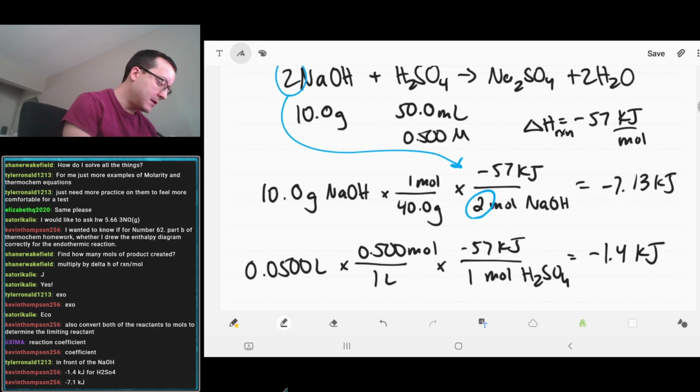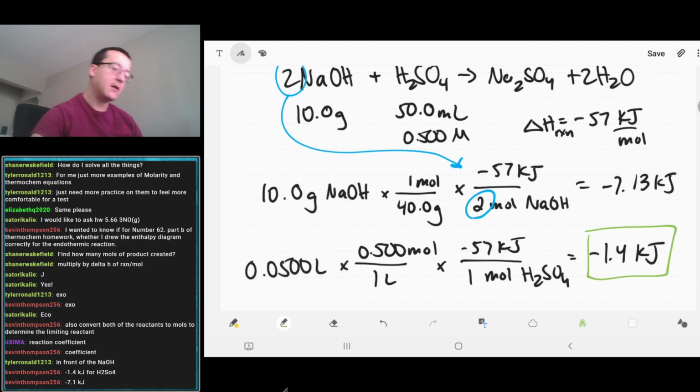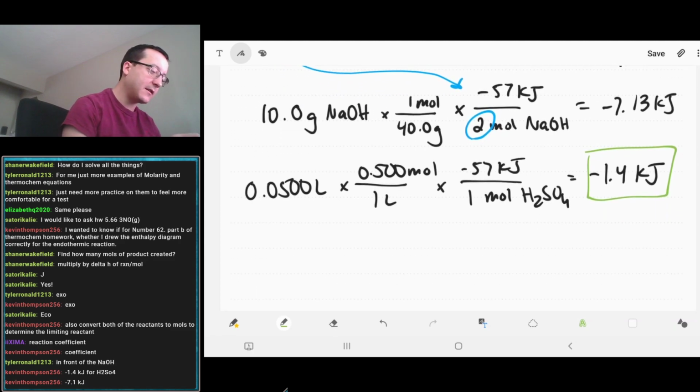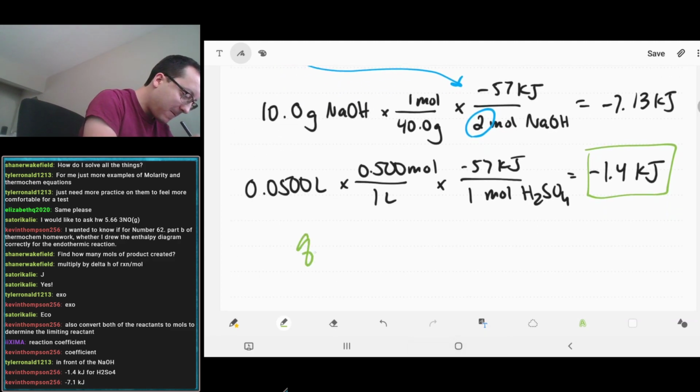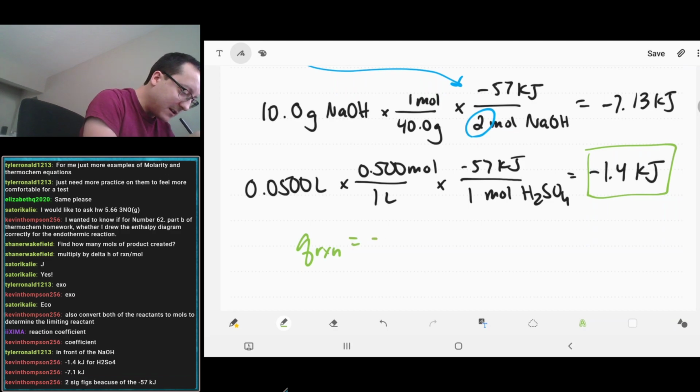Okay, so we're going to choose this one, of course. Always the smaller one. We can ignore the negative when deciding which one's smaller. We always look at magnitude. So this tells us that this reaction is negative 1.4 kilojoules.